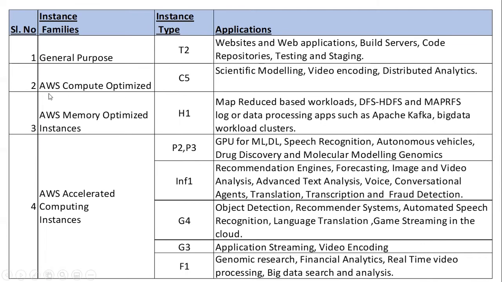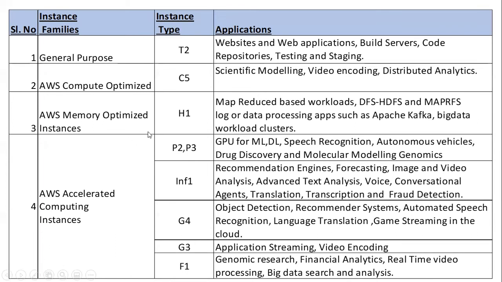Moving on, let's look at AWS Compute Optimized Instance family. One of the popular instance types here is C5. It is mainly optimized for scientific modeling, video encoding, and distributed analytics.